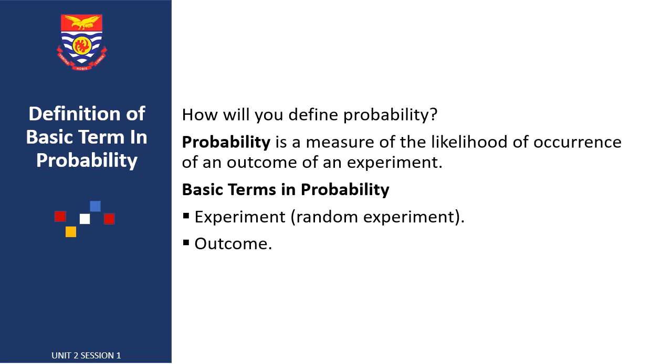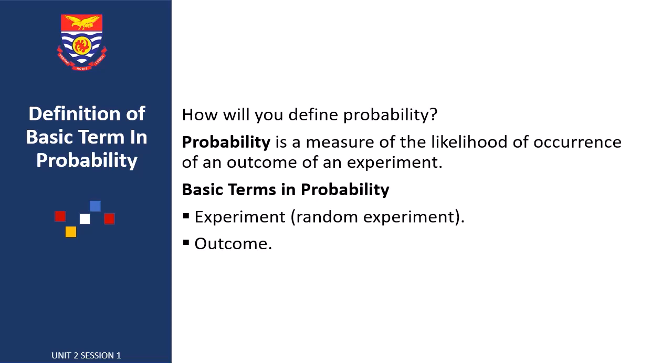What other term do you have? Outcome. What is an outcome? We mentioned an outcome also in the definition of probability. An outcome of an experiment is a result of that experiment. So when we perform an experiment, the result of the experiment is what we call the outcome. And an outcome could be a single item or multiple items. For instance, when a fair coin is tossed, the outcome could be either we observe the head or the tail.